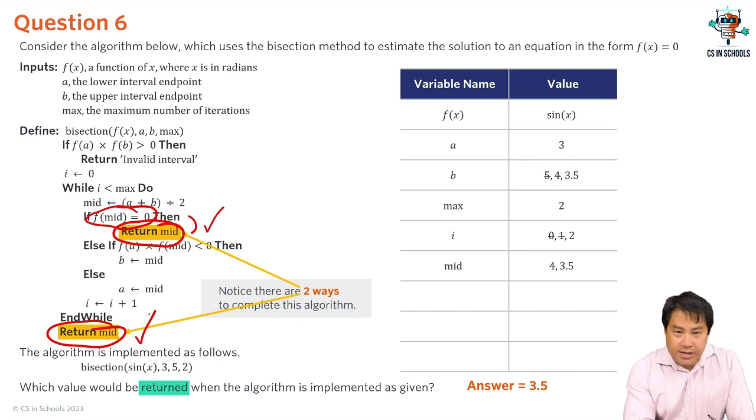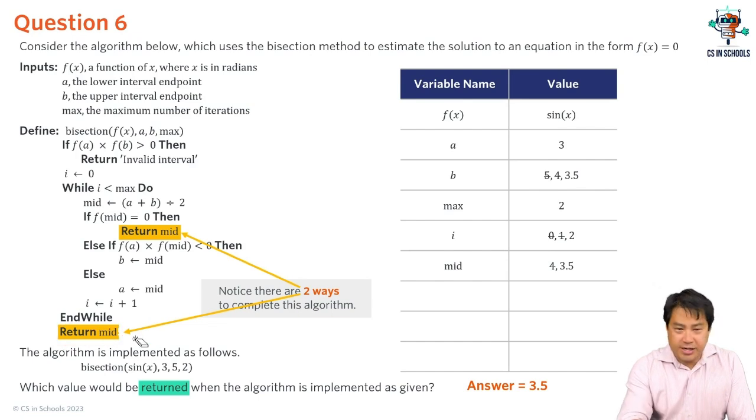However, if we reach down here, all that means is that we have gone through all of our cycles, our iterations. We haven't quite hit the exact answer, but this is our best guess after that many number of iterations. So those are the 2 ways in which we can end the algorithm with a value.